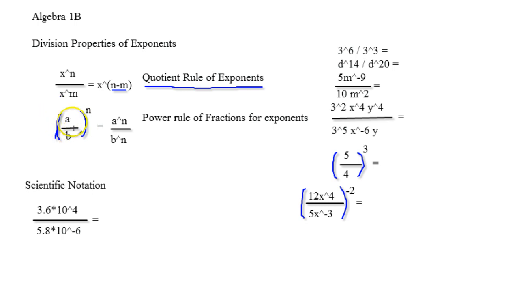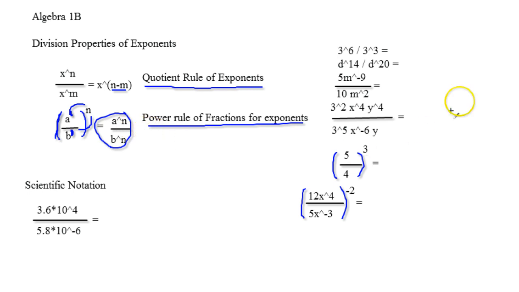Now there is a power rule of fractions for exponents, and that's if you raise a fraction to a power, you can just distribute that power to each number, top and bottom. So once again, we have a to the 1 on top and b to the 1 on the bottom, in the exponent. And you can distribute that n to each part and get your final product of just everything raised to that power.